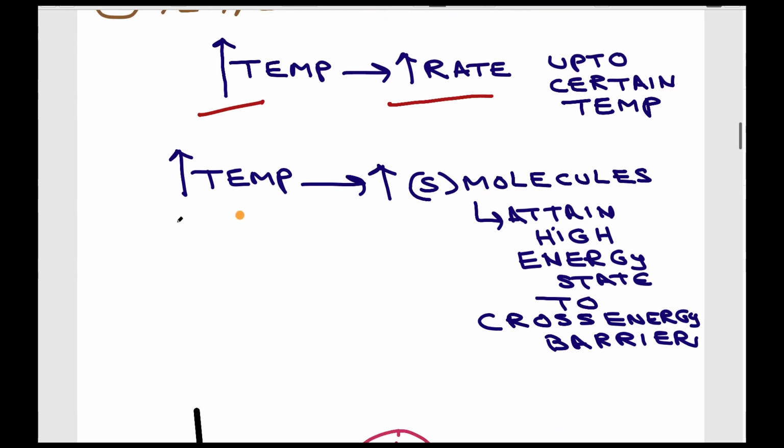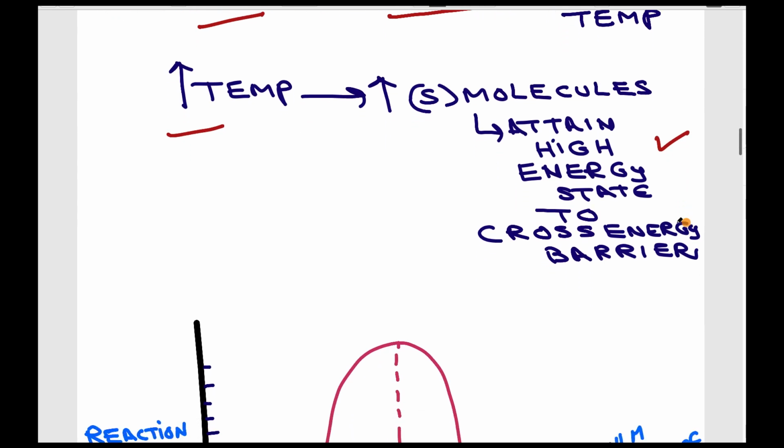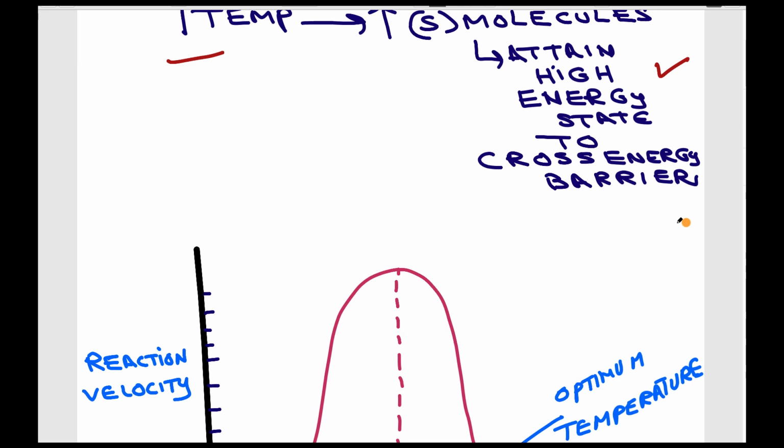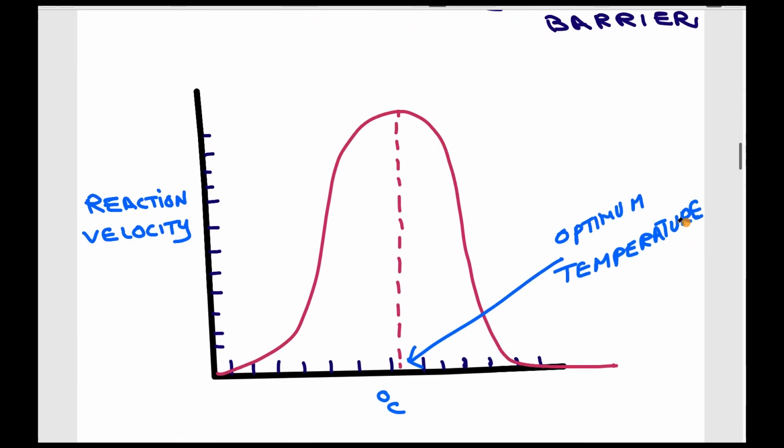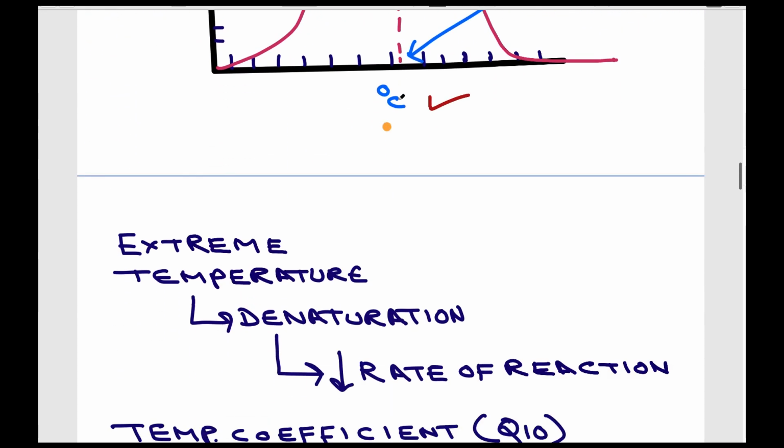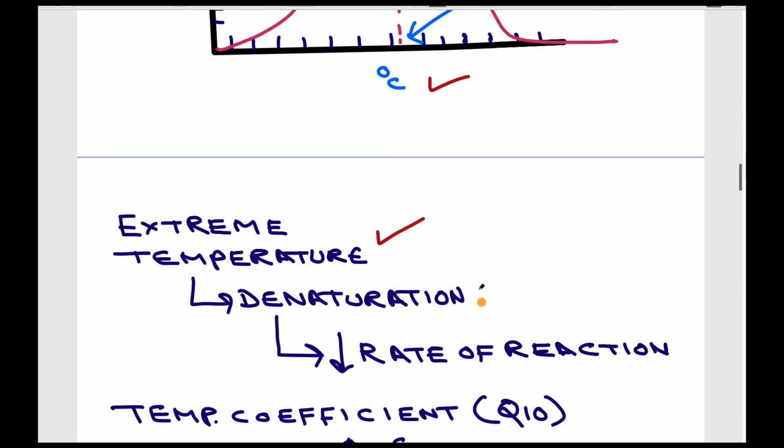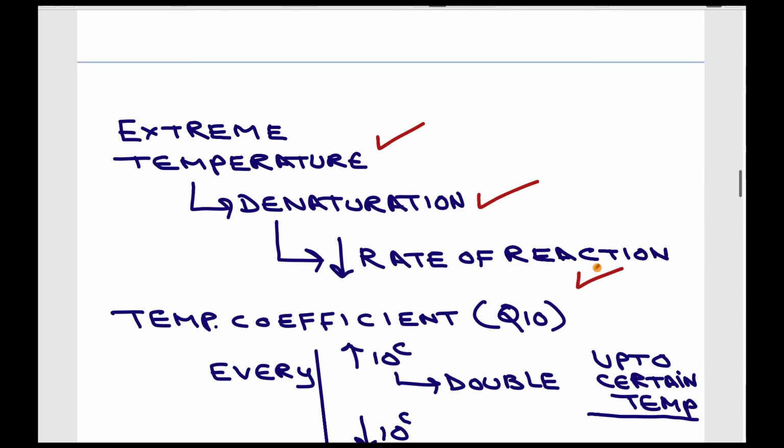Okay, when there is increased temperature, substrate molecules attain a high energy state to cross the energy barrier, so that the reaction can take place and products are released. See here also a bell-shaped curve, reaction velocity and temperature. At a particular temperature, enzyme velocity is maximal. Generally that is around the normal body temperature. Then extreme temperature will lead to denaturation, and the rate of reaction will decrease.